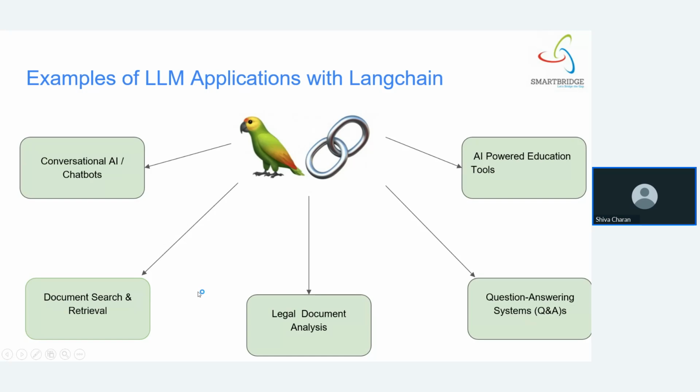So these are some examples of LLM applications with LangChain. We can build AI-powered education tools, question answering systems, legal document analysis, and document search and retrieval. We can also build conversational AI chatbots. With the help of LangChain, these are a few applications which we can come up with.